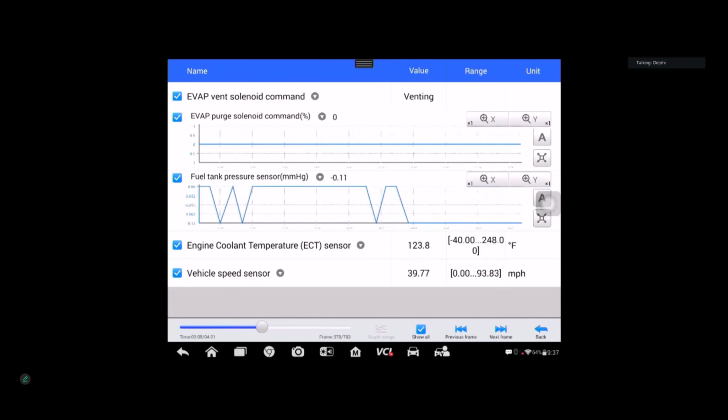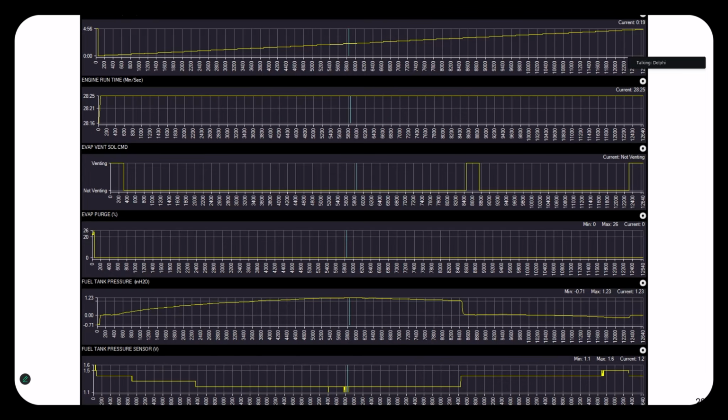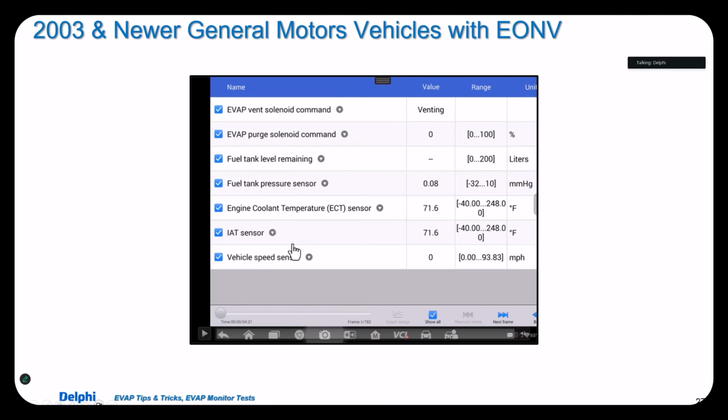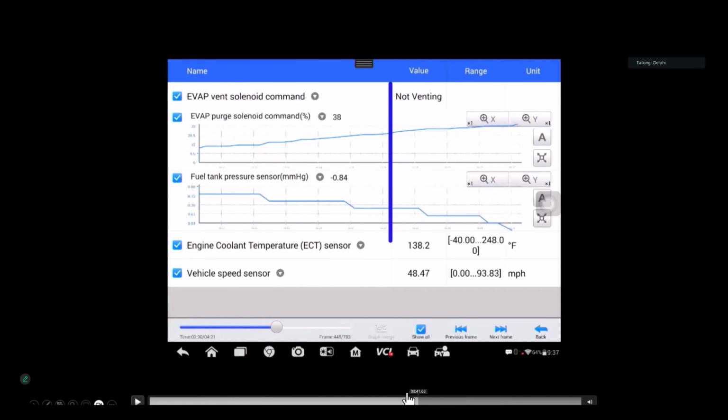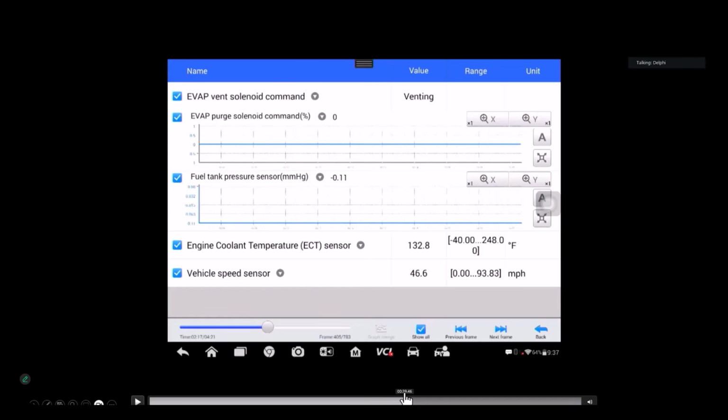Whoops, darn it. Let me pull it forward again. Sorry about that, it's my fault. Okay, there's the purge coming in right over there at about 135 degrees, 134 degrees.